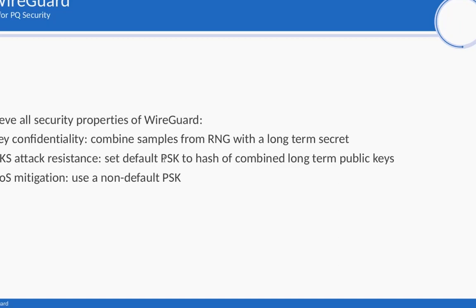And to mitigate DoS attacks, one can set up a non-default pre-shared key, which is not known to the attackers. And this pre-shared key would be used often to authenticate the first handshake packets. And this essentially achieves the same functionality as the Diffie-Hellman results of the long-term X25519 key pairs.